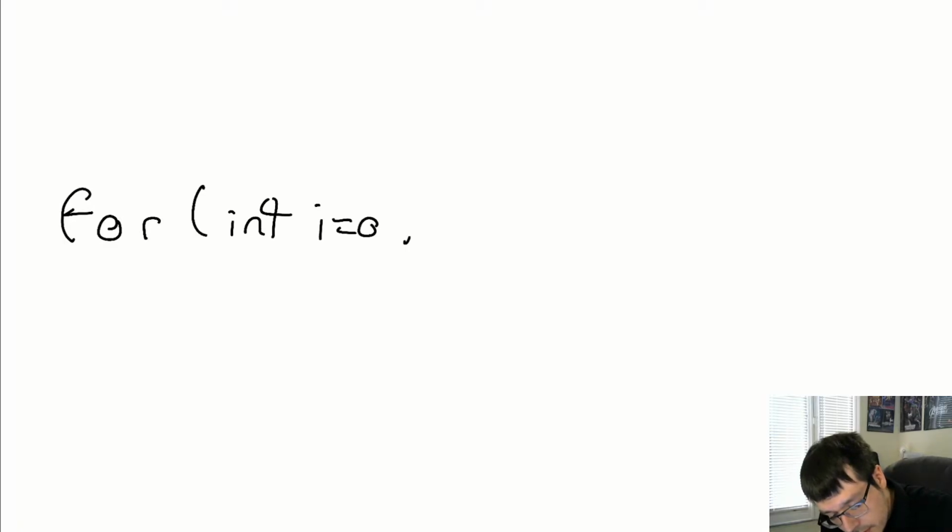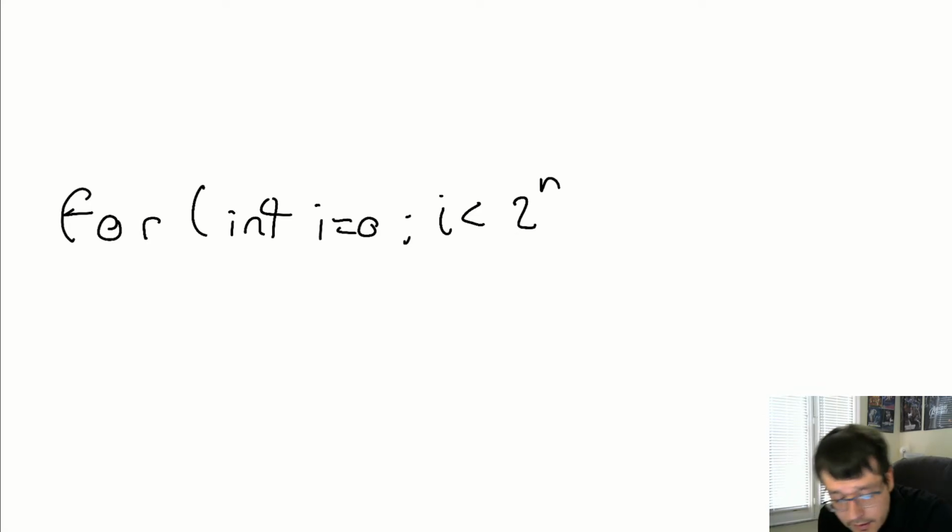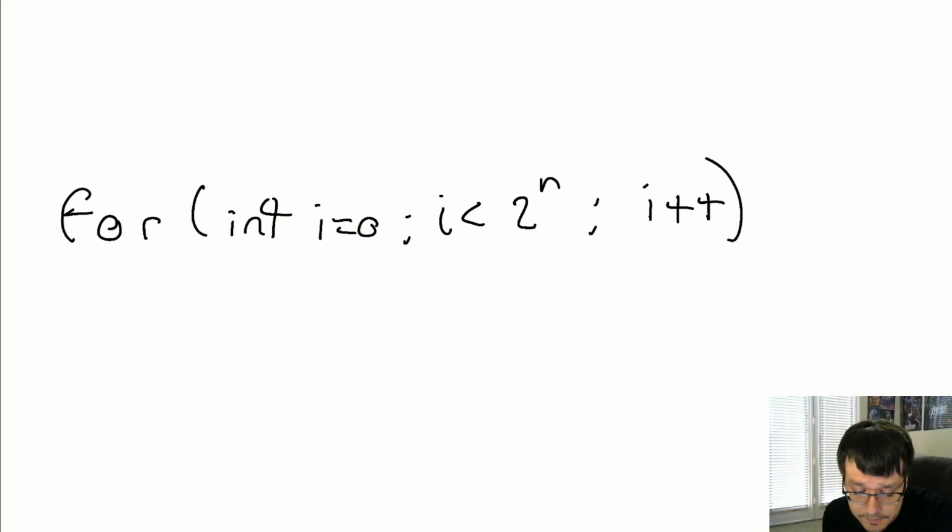for int i equals 0, i less than... how do I make it exponential? Well, if I do something like this, yeah, I think that'll cut it. Yeah, I think that's technically exponential. Let's just do the substitution again and see.